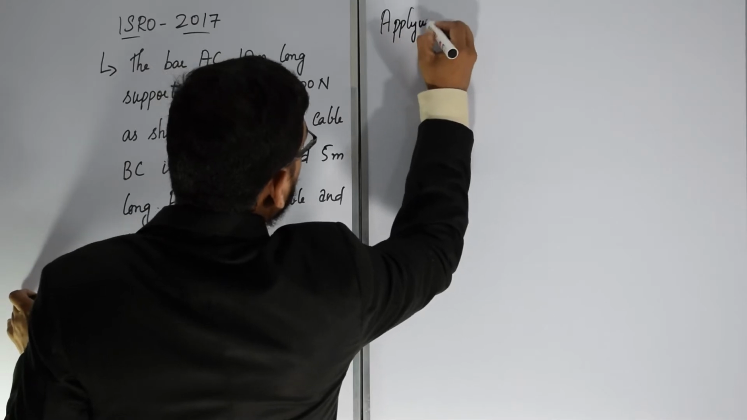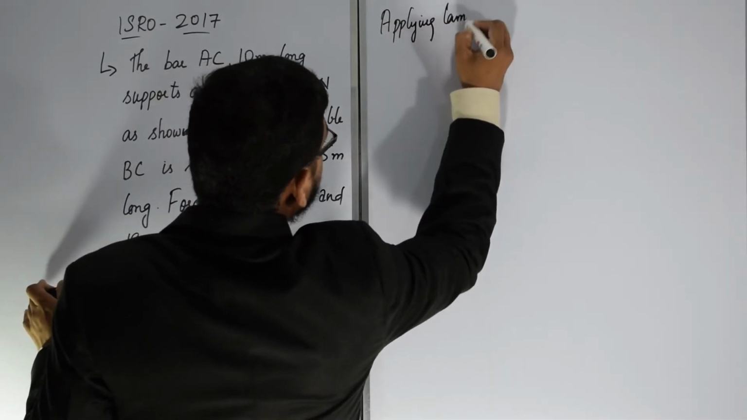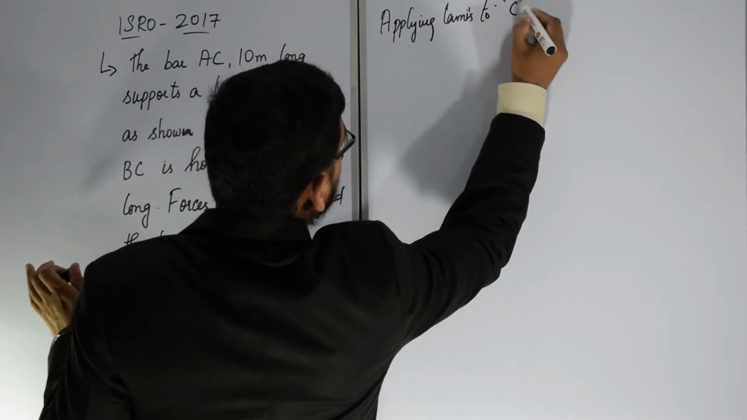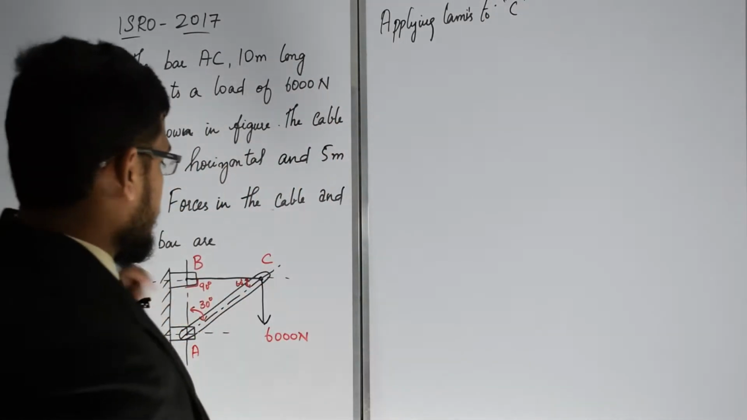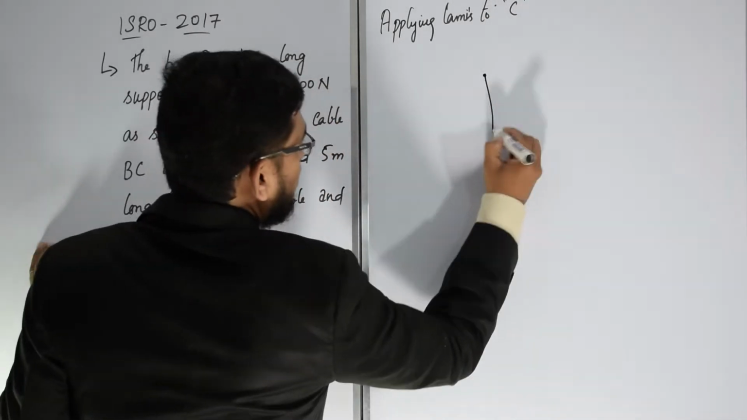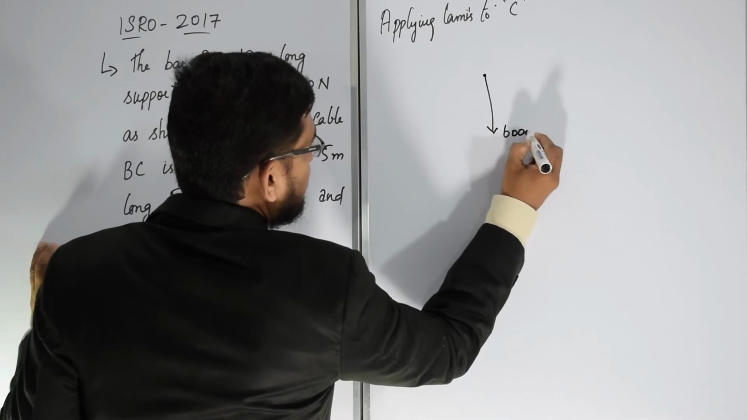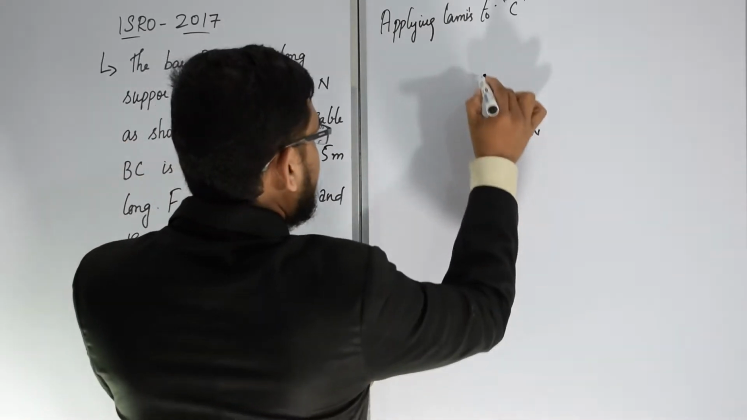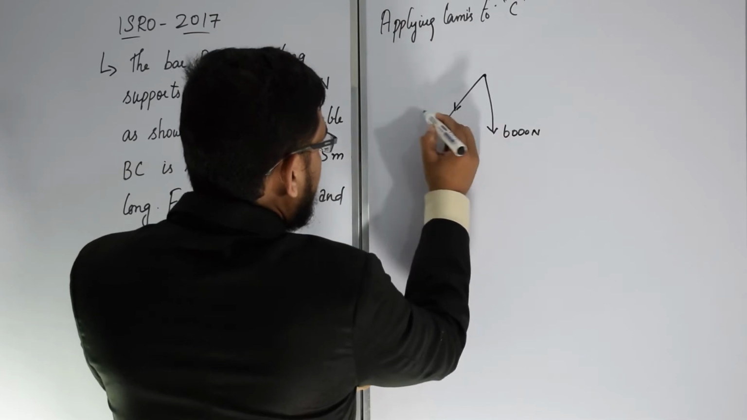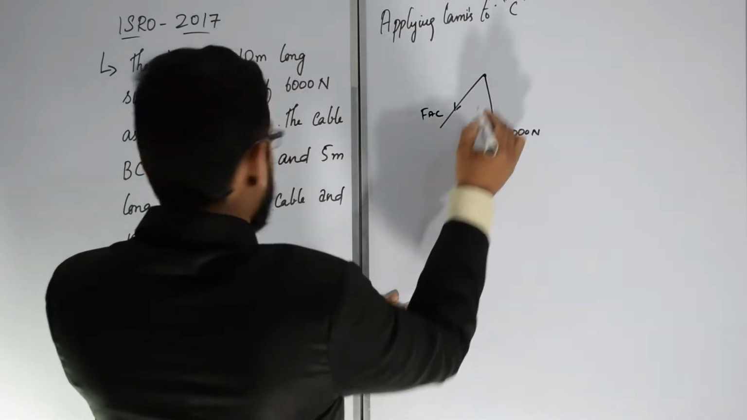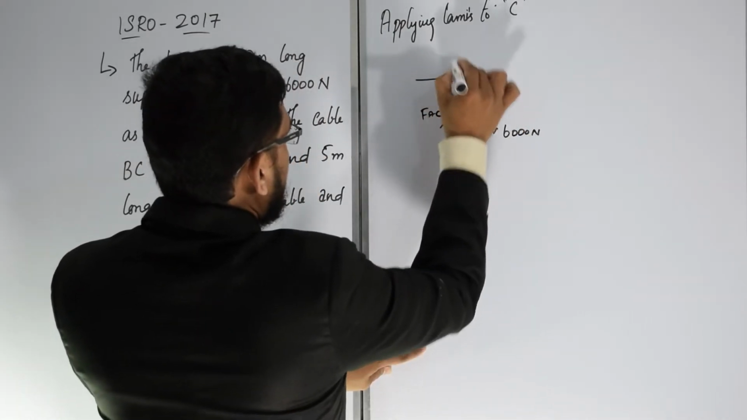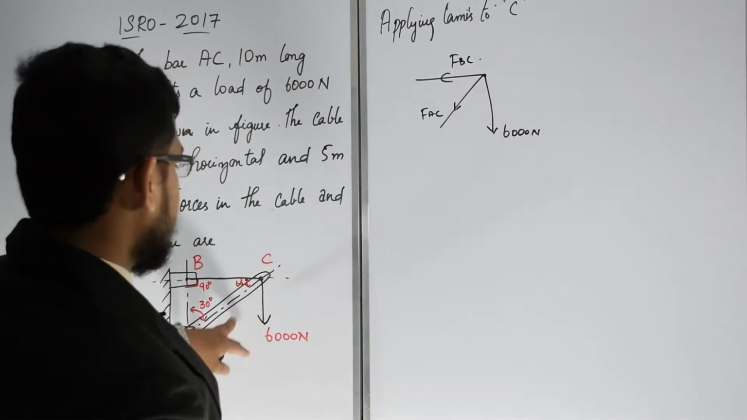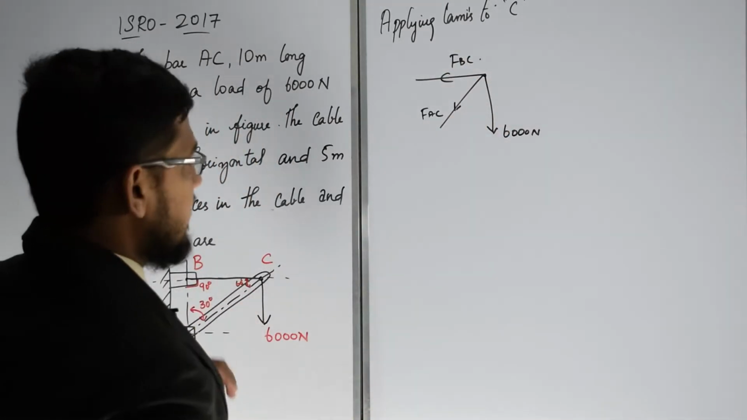Applying Lami's to C. So if I am going to apply Lami's to point C, we have 6000 Newton. Then we have the bar AC force, FAC. Then we have FBC. So these are the angles, and we know the rest of the angles too.